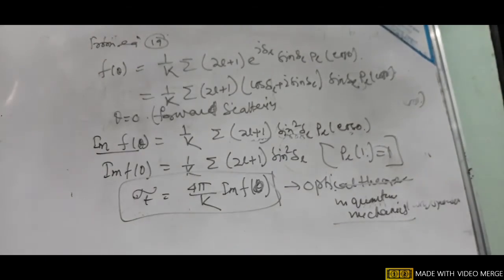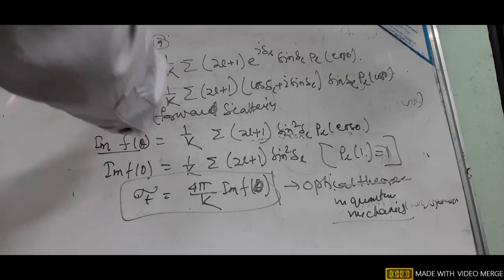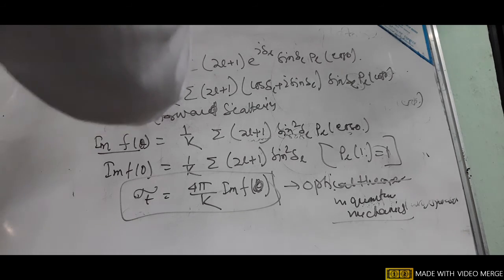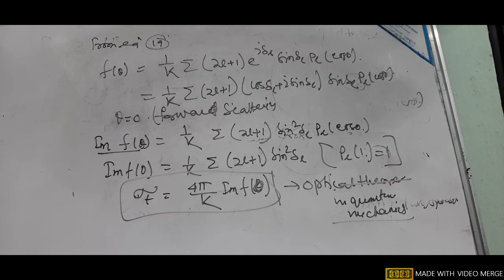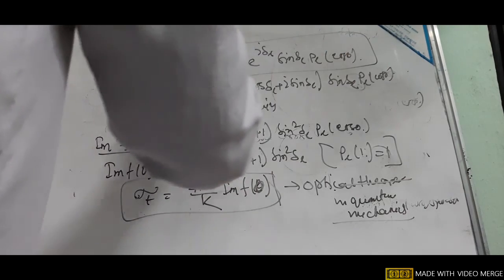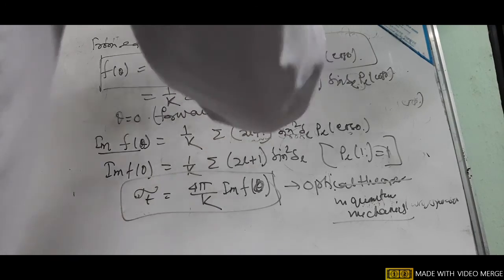in quantum mechanics. So this is the total idea of the partial wave analysis for low energy scattering, where we find the amplitude f(theta), not f(theta, phi), only f(theta), and this f(theta) is 1 by k summation of (2l+1) e^(i delta_l) sin delta_l P_l(cos theta).